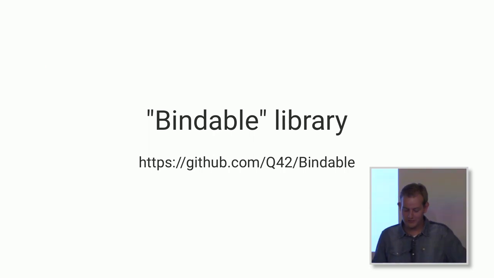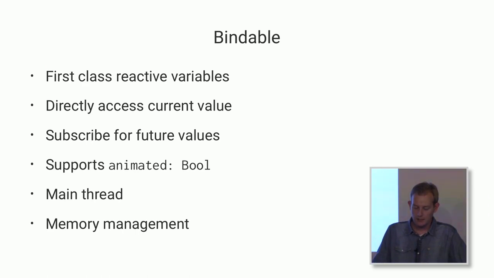So the Bindable library, which is a library we're working on, and it's not really complete. We're using it in some apps that are under development. Yeah, but again, it's something we're working on. So what does it do? It is first class reactive variables, so direct precisely for what we need here. You can directly access the current value, which is very nice.